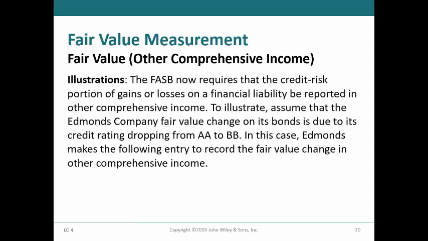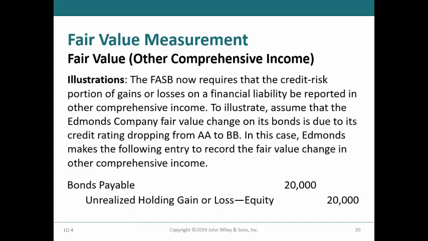To illustrate the other type of fair value adjustment, we will consider that the change in the fair value of the Edmunds Company bonds was not due to interest rate changes, but was due to Edmunds' credit rating dropping from AA to BB. In this case, Edmunds would still debit bonds payable for the $20,000, but they would credit unrealized holding gain or loss equity instead of income. The credit to comprehensive income instead of net income reflects the concern by the FASB that declines in a company's credit rating should not result in recording additional income when the value of their liabilities drop.